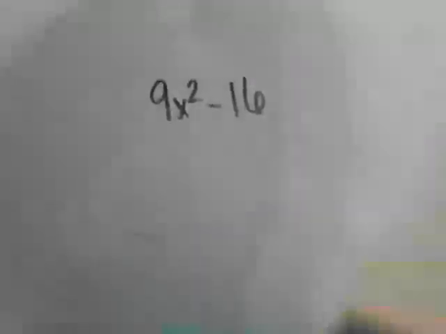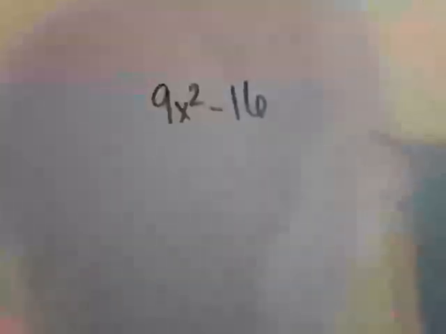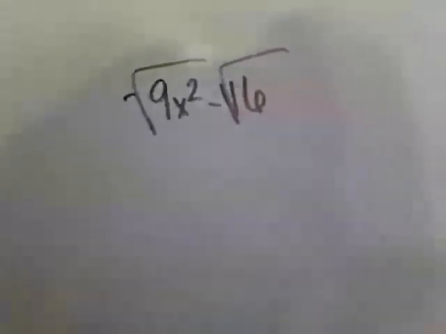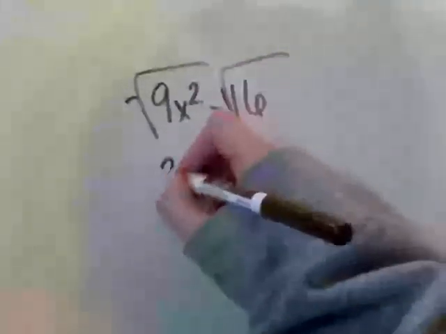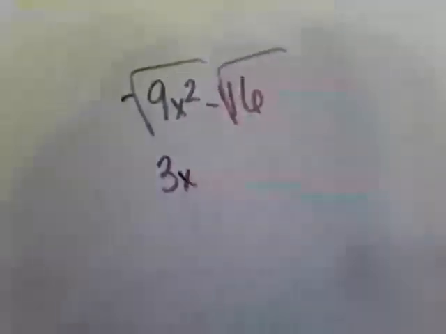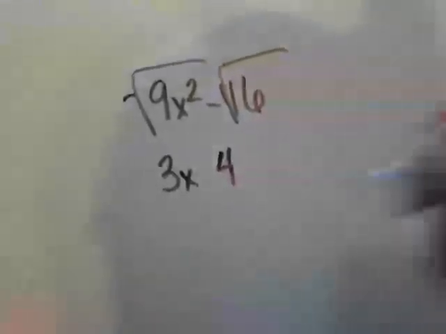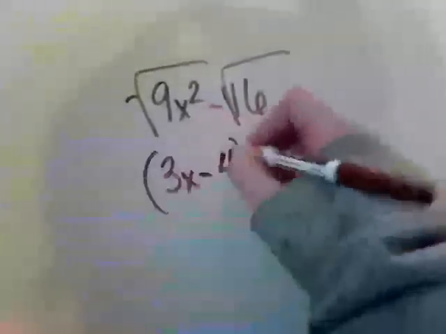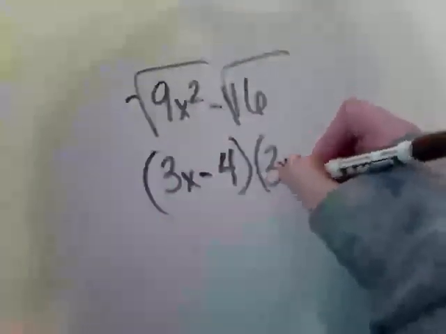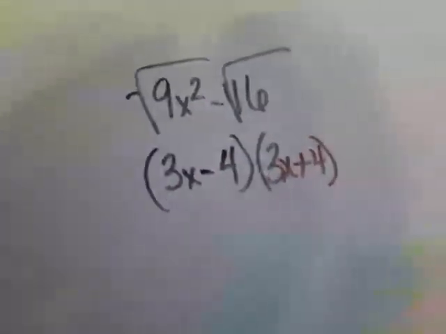The short way, just like we did on the other problems when there was no leading coefficient, works as long as it's a difference of squares. So as long as there's no middle term right here, we can take the square root of the first term and the square root of the last term. The square root of 9 is 3. X squared, when we square root it, just leaves us with x. The square root of 16 is 4. And if I recognize that it's a difference of squares, it's 3x minus 4 times 3x plus 4, just like we had before.